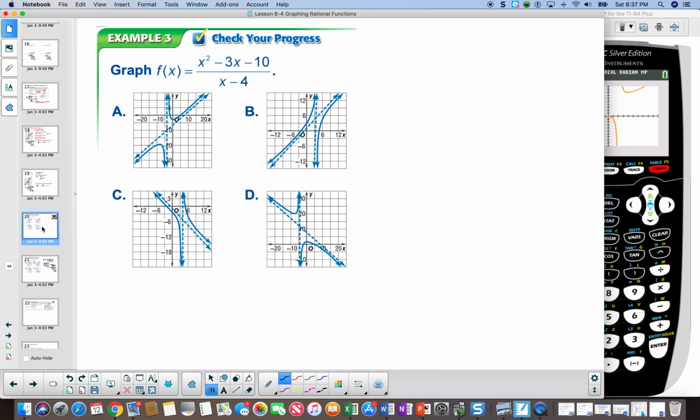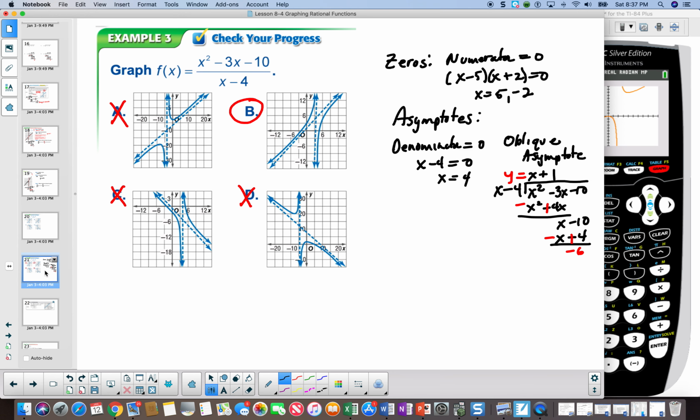Okay, pause. Try to figure out all the important points before going to the calculator. And here's the answer.